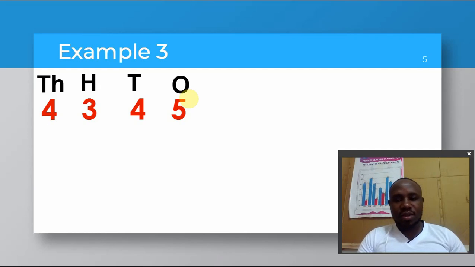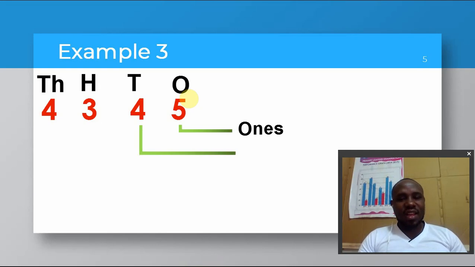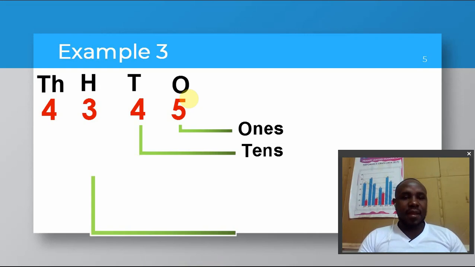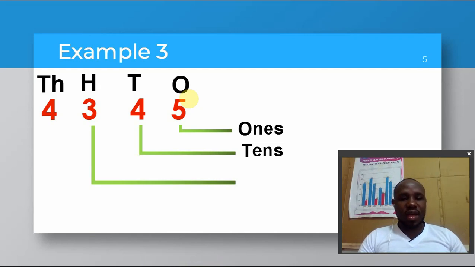Let's go. The place value of 5, we have said that one is ones, and you write the word ones as O-N-E-S. Then the next one is tens, and write the word tens as T-E-N-S. Then we have the third one there. The third one we have said is hundreds.